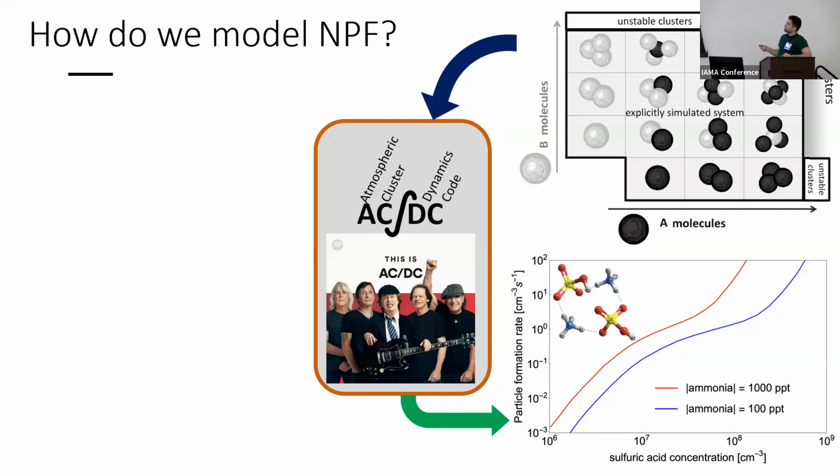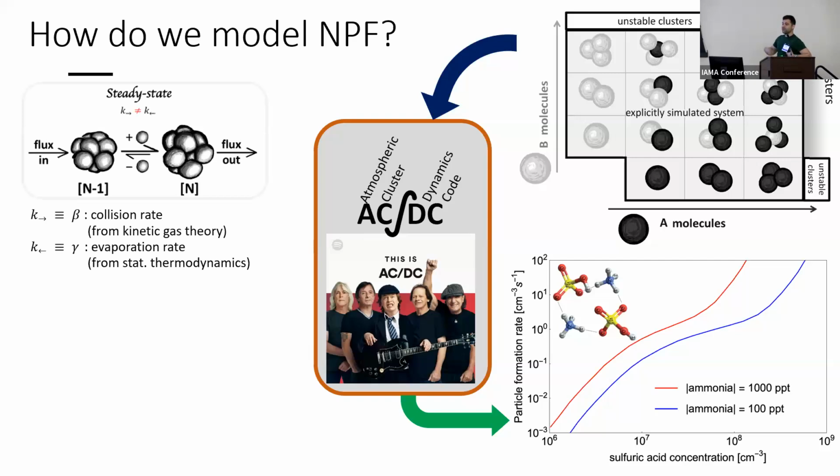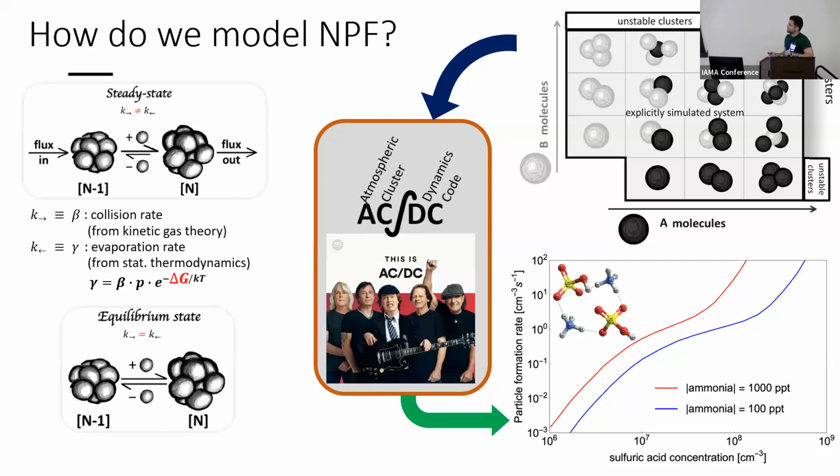Okay, so what do we need to know for that? We need to know how often the particles collide. For this forward reaction, it is enough to use kinetic gas theory in the first approximation. And to go back, we need to know how fast the molecules evaporate. For that, we use quantum chemistry calculations because there is too little experimental data for this.